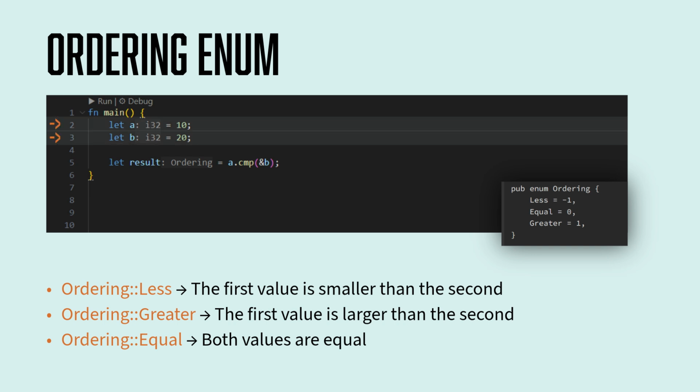In this example, we have two variables, a with a value of 10 and b with a value of 20. When we call the cmp method on a and pass a reference to b as a parameter, Rust compares these two values. Since 10 is smaller than 20, the cmp method returns Ordering::Less. And we store this result in the result variable.